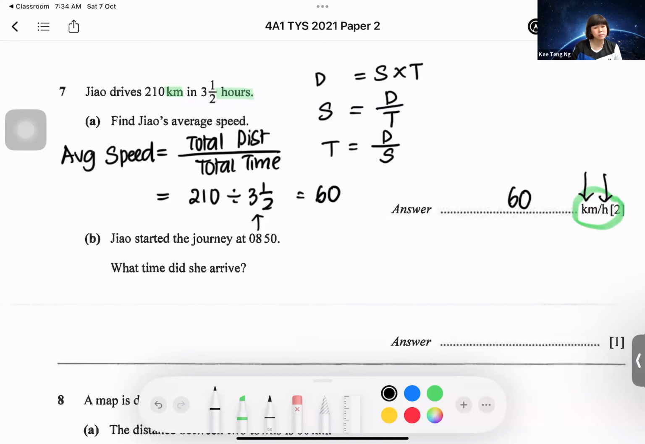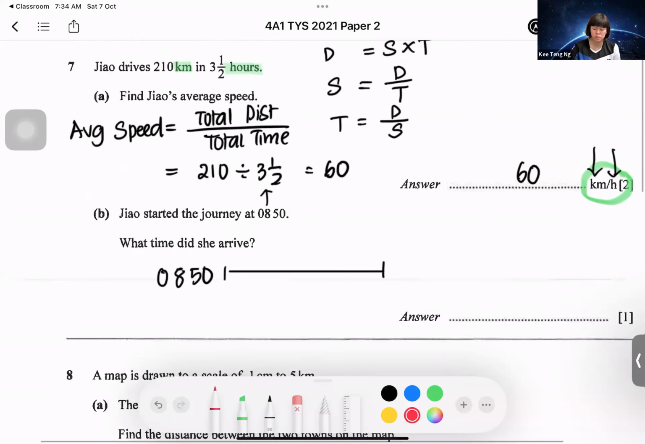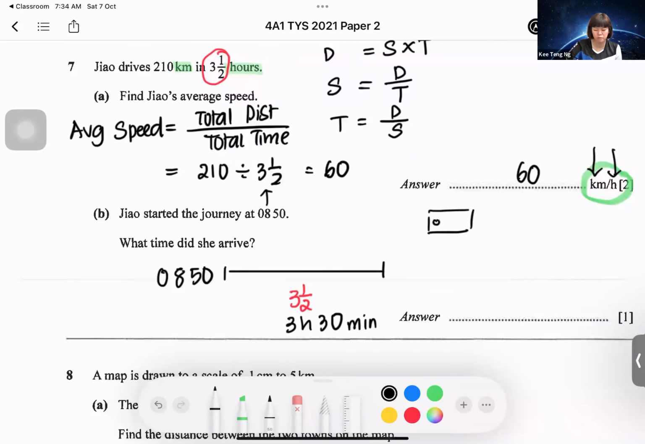Next one, she just started the journey at 8:50. So if you want to find the arrival time, that means I need to find a timing, right? What was the time taken for the whole travel that they gave us? 3.5 hours, right? So I need 3.5 hours over here. 3.5 hours is actually 3 hours 30 minutes, right? So what we can do, we can use our calculator's time function. If not, then you have to calculate on your own.